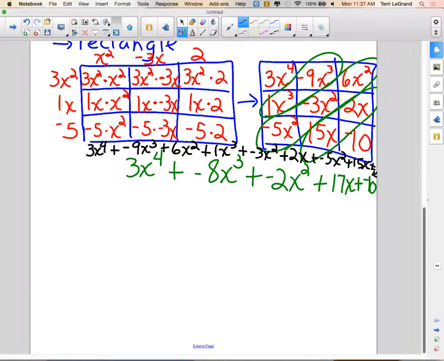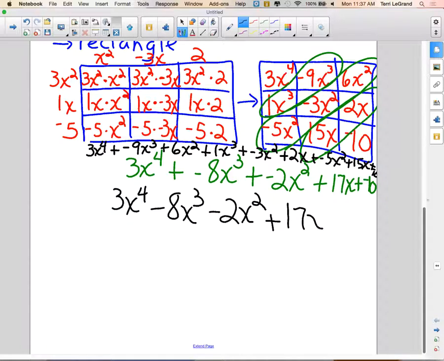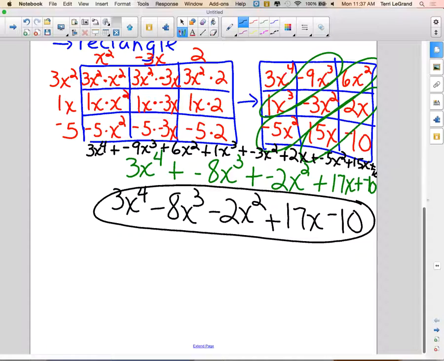Okay, what's the final answer for this one? 3x to the 4th, -8x to the third, -2x squared, plus 17x, minus 10. Leave it up.